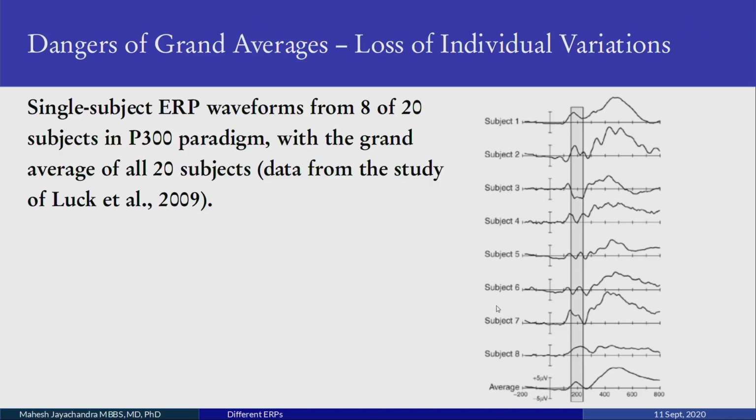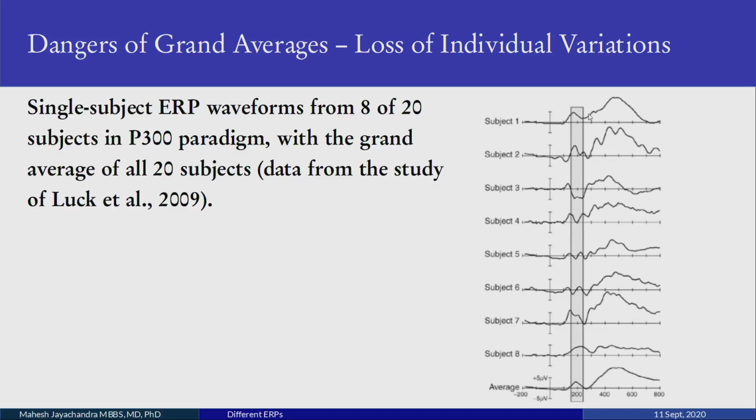One of the methods used to display data is grand averages. Here you take the averages of many subjects, so that if you look at the last trace over here, it looks nice and smooth. It's really pretty. But there is a problem. This is the grand average of 8 subjects, from a study by Steven Luck.